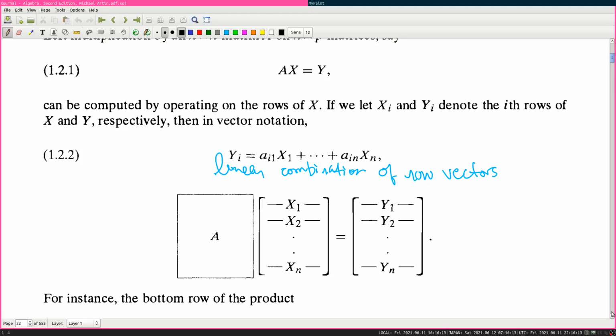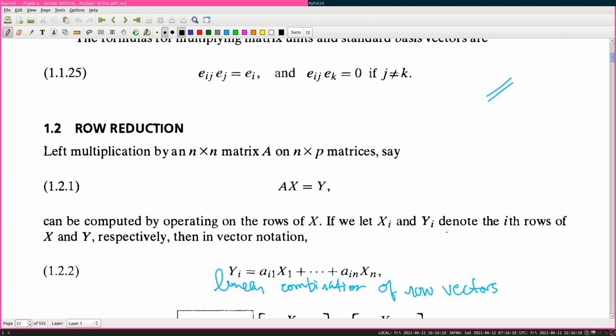How's everyone doing? This is Dr. AJ Kumar, PhD. We're reading section 1.2 of Artin, which is called row reduction.